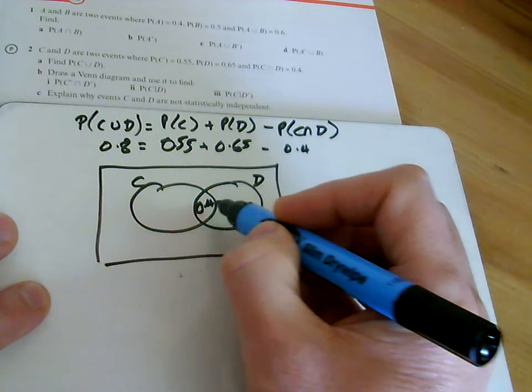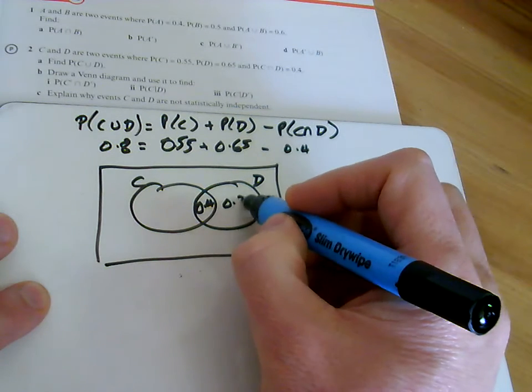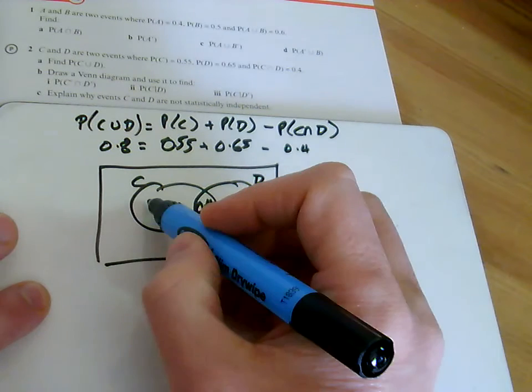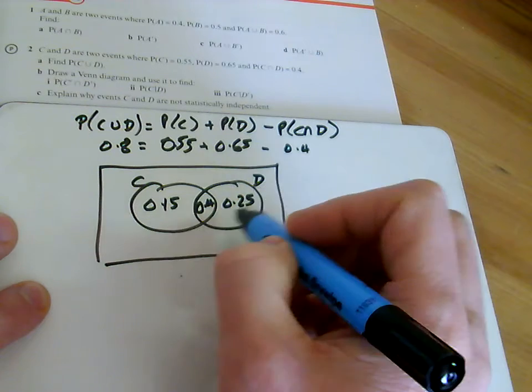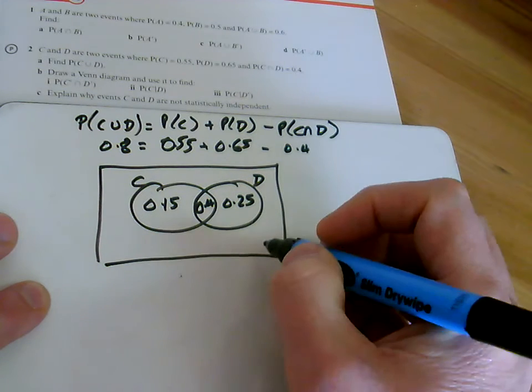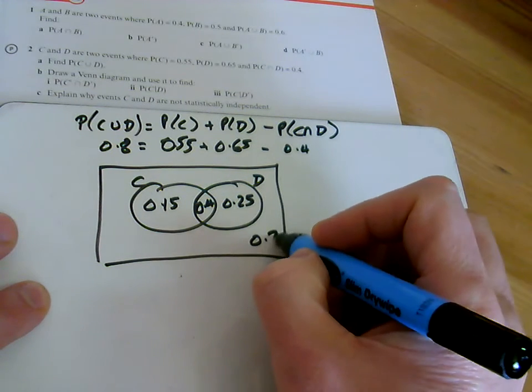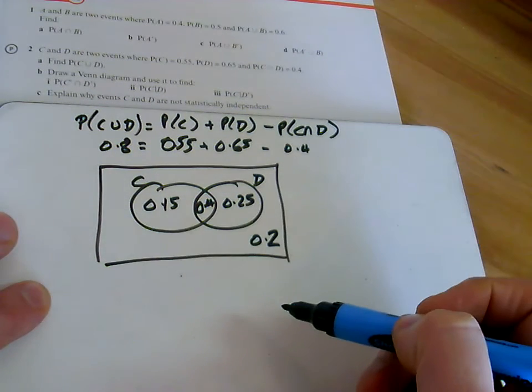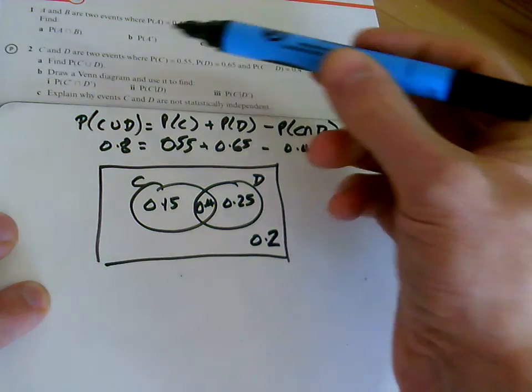I've got 0.4 in the middle there. I can have 0.25 here and 0.15 there. Just check that adds up. It does. So we've got 0.2 around the outside because we had 0.8 in the total. And now we're ready for all the questions.